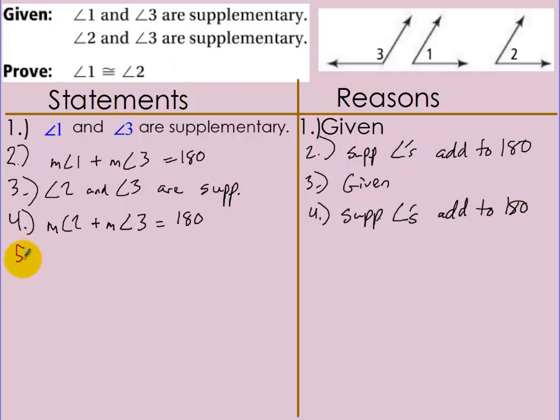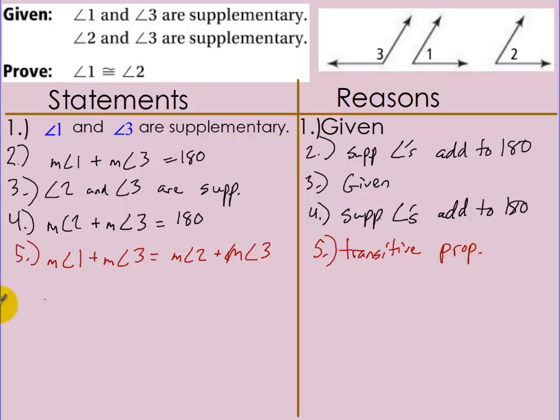Alright, step number 5 here. Okay, so I want to eventually get angle 1 is congruent to angle 2. So since these are both equal to 180, I can set those equal to each other. And go measure of angle 1 plus measure of angle 3 equals the measure of angle 2 plus measure angle 3. And this is transitive property. I'm using that 180 to transition. So transitive property.